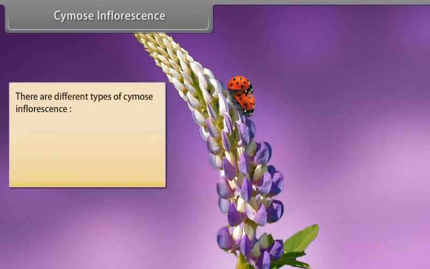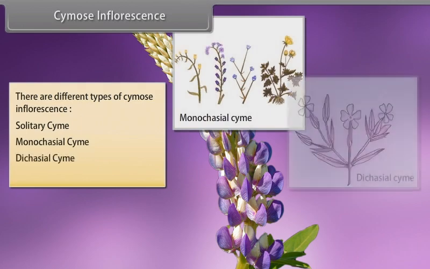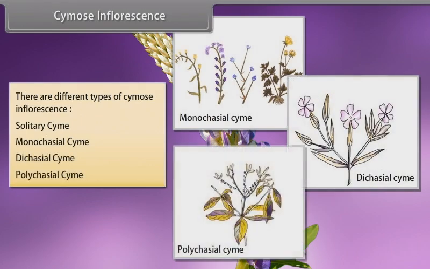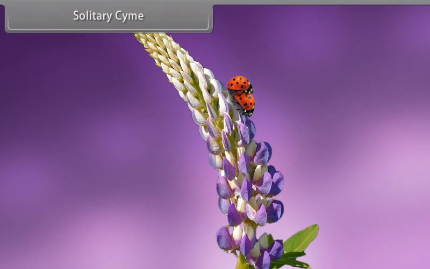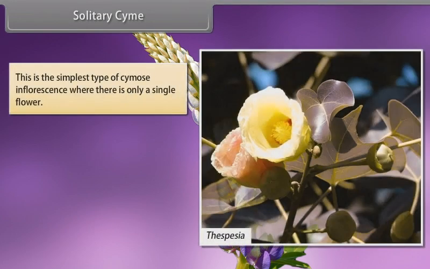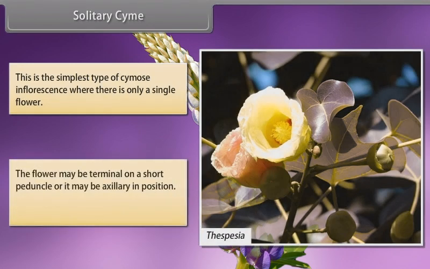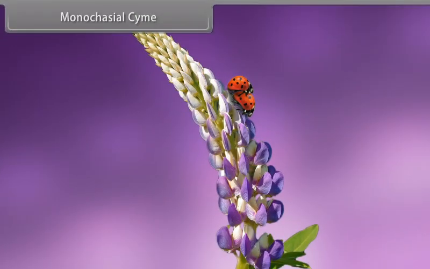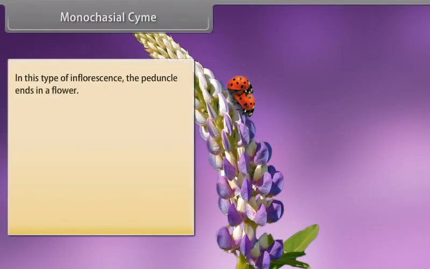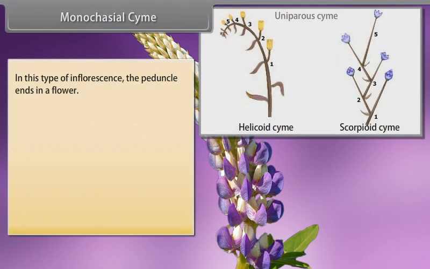There are different types of cymose inflorescence: solitary cyme, monochasial cyme, dichasial cyme, polychasial cyme. Solitary cyme. This is the simplest type of cymose inflorescence where there is only one single flower. The flower may be terminal on a short peduncle or it may be axillary in position. Example, Thespesia.